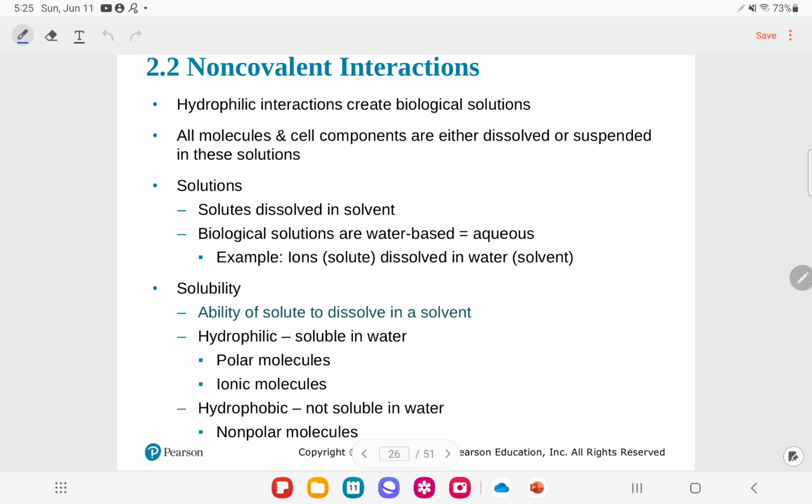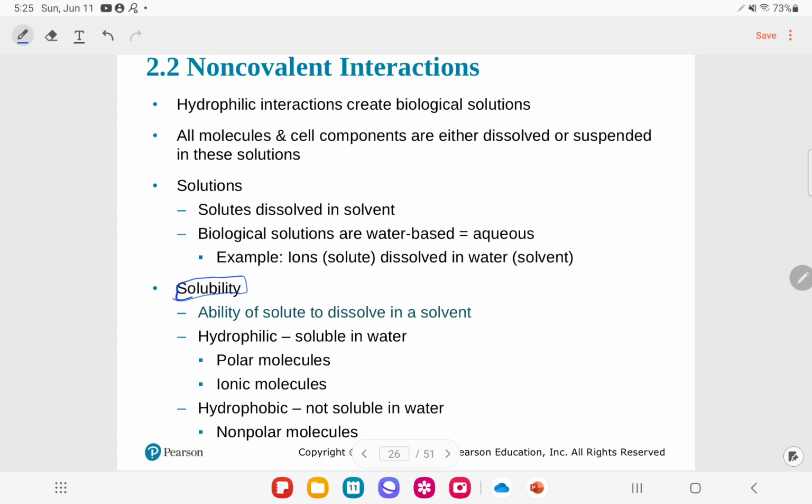So we have water, right? Water is going to be an aqueous solution. All our biological solutions are going to be water-based, so they're going to be aqueous, right? So we have a solution, again, solutes dissolved in solvents. So the solute would be like an ion, right? That's going to be dissolved in the solvent, which is going to be the fluid, like water, okay? And so solubility will refer to the ability of a solute to dissolve in a solvent, right?